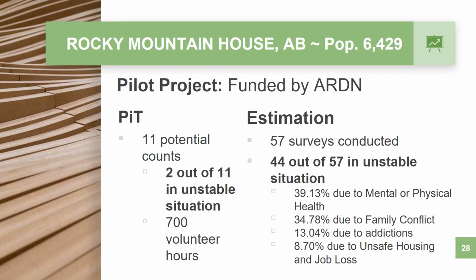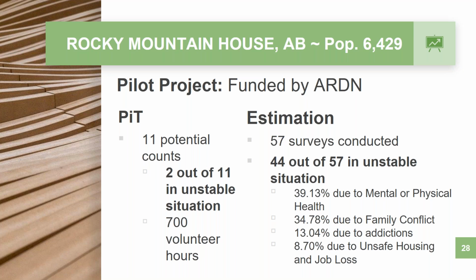After the guide was published, we thought, okay, let's do a comparison in a community. Since September of 2017, we did a point-in-time count in Rocky Mountain House. Two out of 11 surveys were conducted, which determined that there were 2 people unstable, and they used 700 volunteer hours. This is not all the information, because while they were doing the point-in-time count in Rocky Mountain House, they got snowed out. So this data could be much better if there was no snow, but because they got snowed out, we won't be able to do 11 surveys.